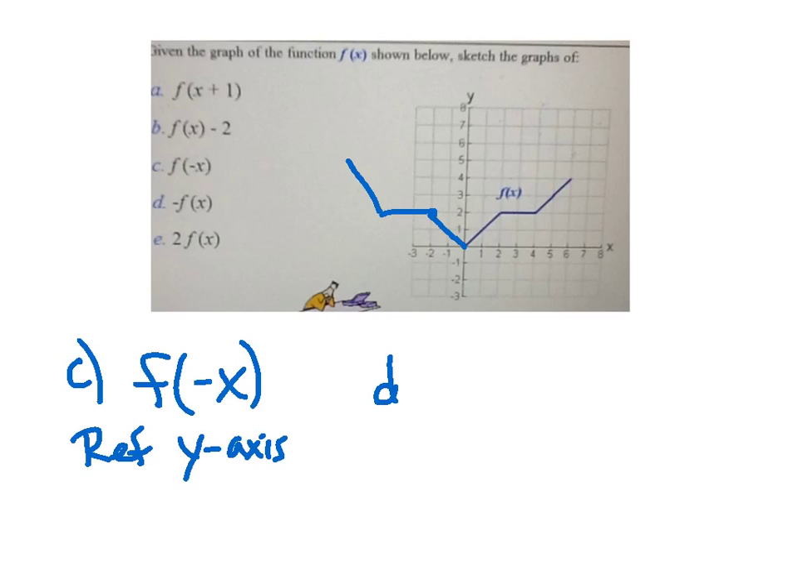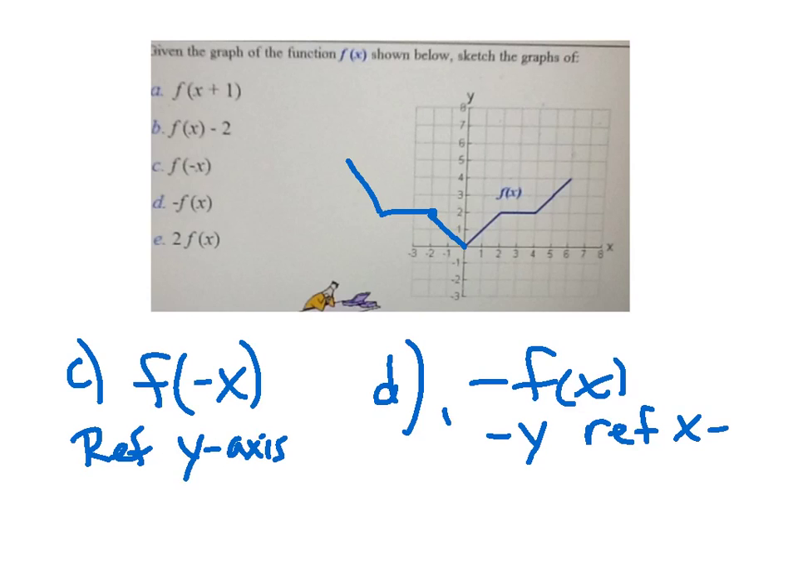Letter D, negative f of x. You'll notice this time I'm saying make the y negative, which is a reflection over the x-axis. Those were the first 2 rules. So I should basically be able to flip function f of x over this line and see the same thing. That's going to come down 2, across 2, and then down 2. And again, hopefully you can see if you were to fold on that line, you'd get the same thing.